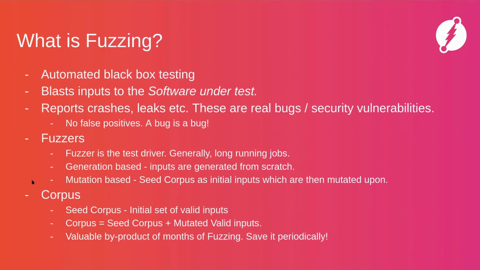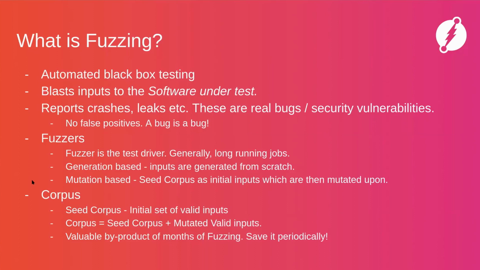So I talked about corpus. Corpus is a set of inputs. There is something called a seed corpus, which is your initial set of valid inputs that you manually feed to the fuzzer. And then over time, the fuzzer will basically grow your corpus with more valid, more mutated inputs. So the combination of the seed corpus and the mutated inputs becomes your current corpus or just corpus.